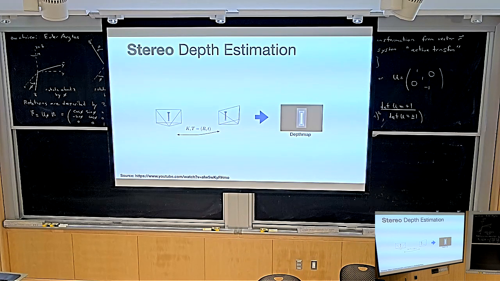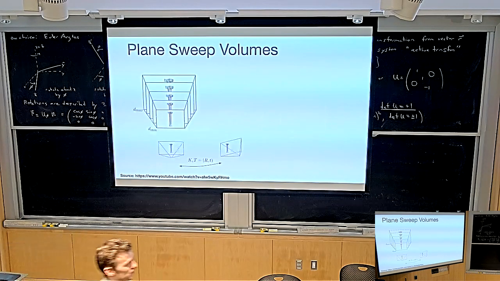We talked about this in the first lecture, but we only talked about it in the case where you have correspondences, and from correspondences you can do triangulation, but the correspondences are sparse. You have to find correspondences first. So here's one interesting algorithm that is really good to know about for stereo depth estimation. This is an old algorithm, I think from 1995. It's called plane sweep volumes.